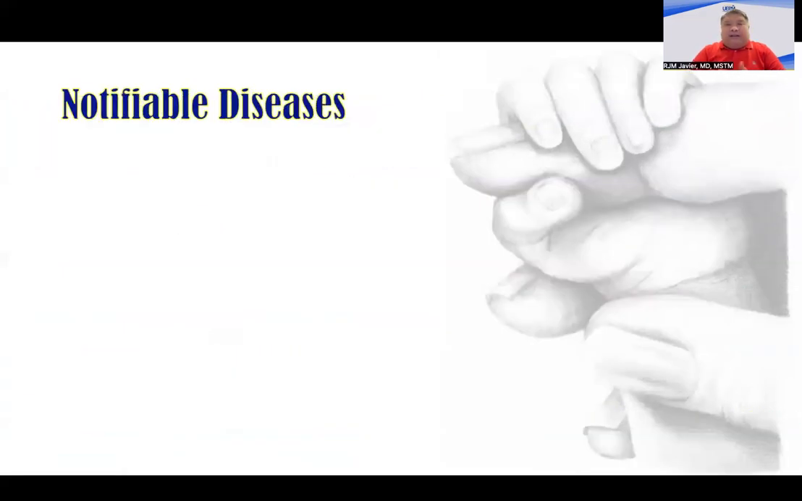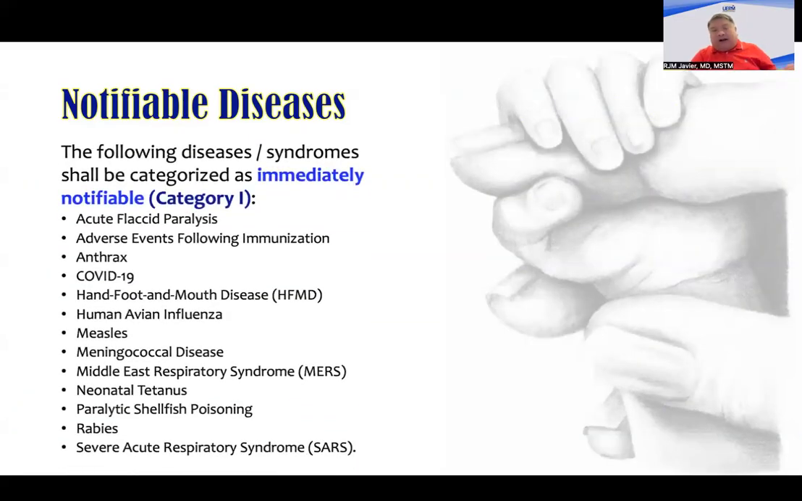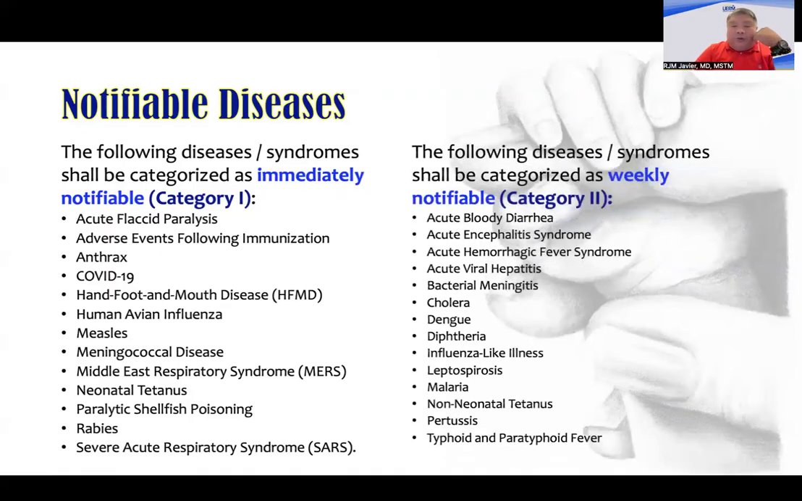Now, the notifiable diseases, I also have mentioned to you previously of the PIDS-R classification. But there are also what we call your Category 1, your Category 2 conditions. Category 1 would require immediate notification of the health authorities. Category 2 are medical conditions that are reported by health authorities on a weekly basis.